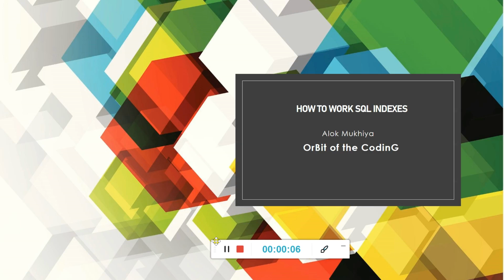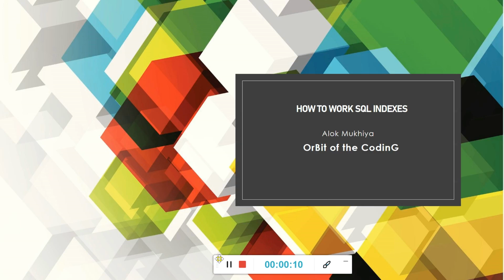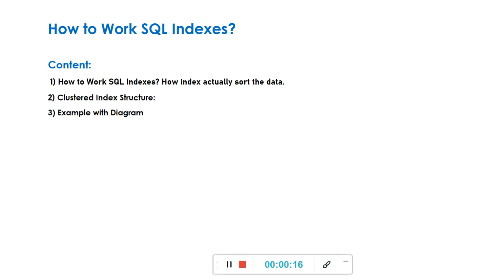I am Alok Mukhya and today I am going to present how SQL indexes work. In this session I am going to present how SQL indexes work and how an index actually sorts the data. I am taking an example of a clustered index structure with a diagram.